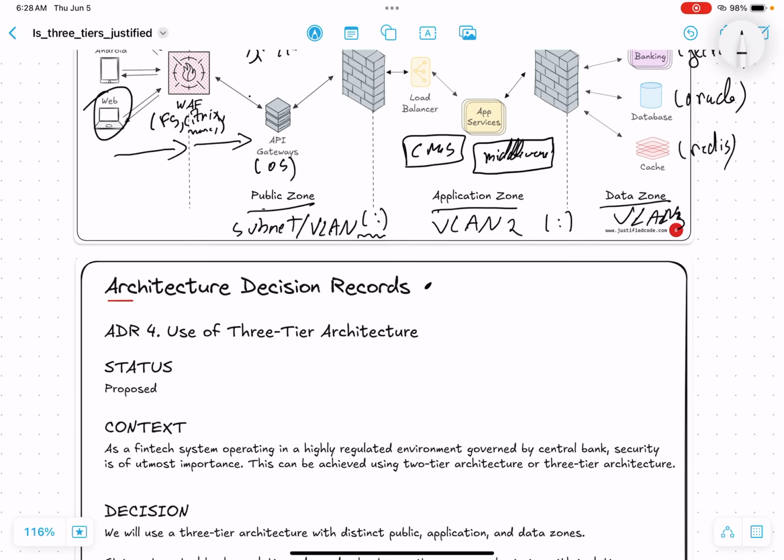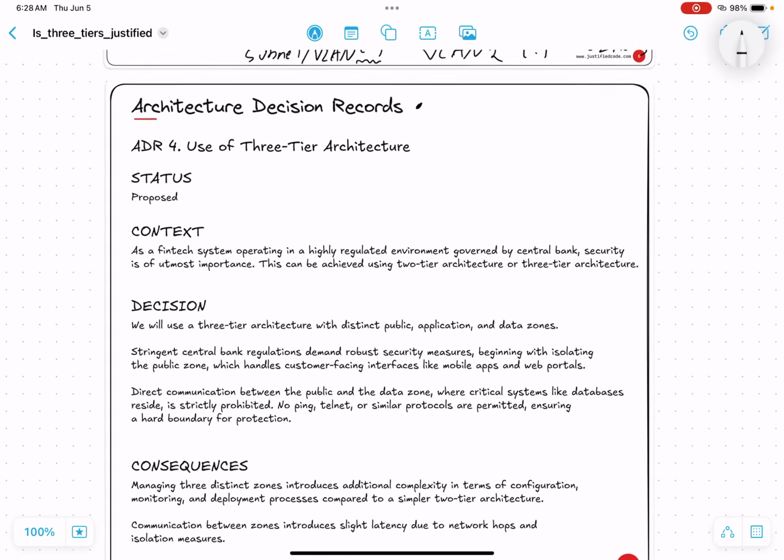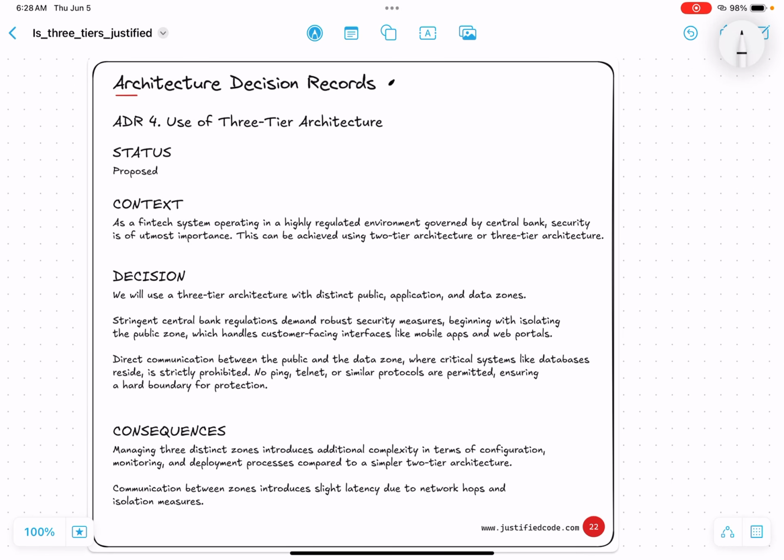Let's try to justify our decision through this architecture decision record here. Zooming out a bit. All right. So that's how we write an ADR. The ADR starts with the number, then the title. It has a status that can be approved, it can be rejected, or superseded in case a different decision is taken later on.